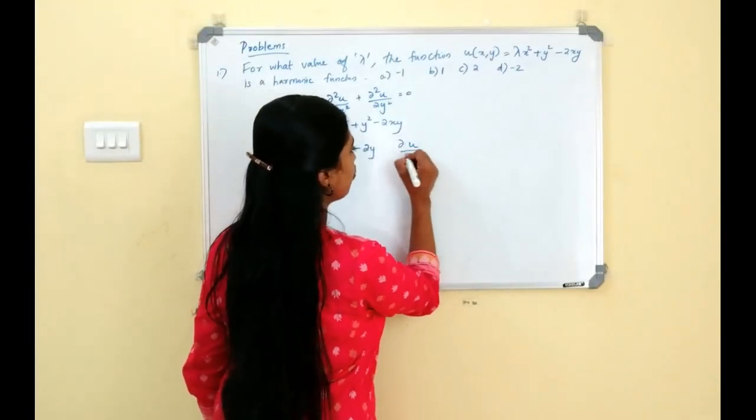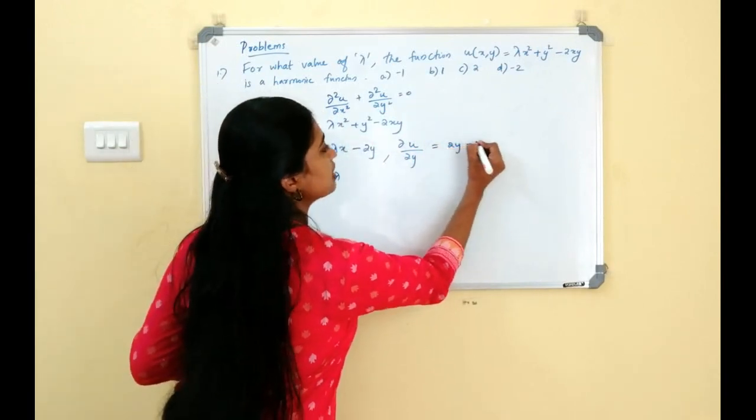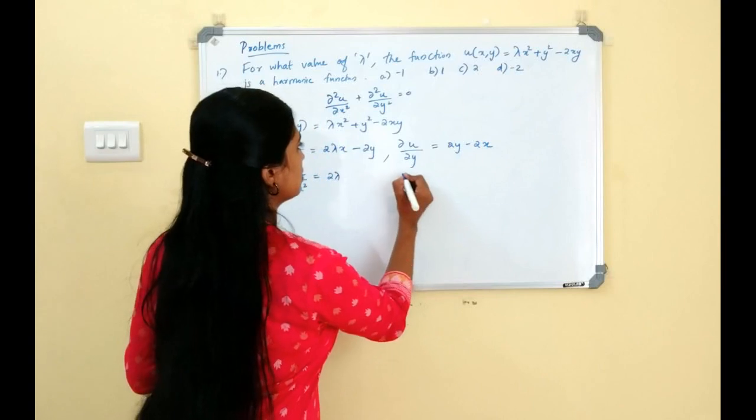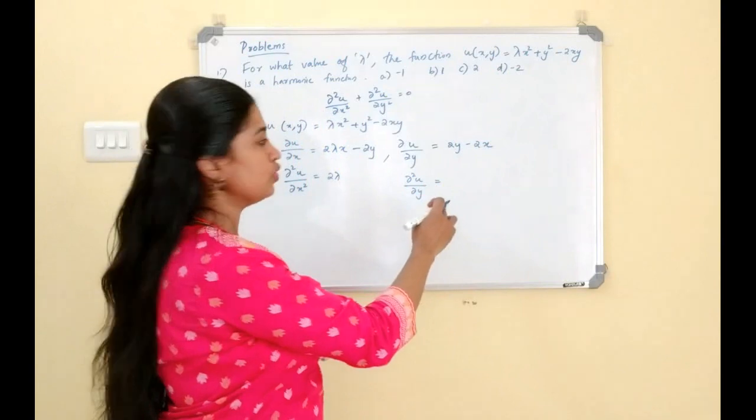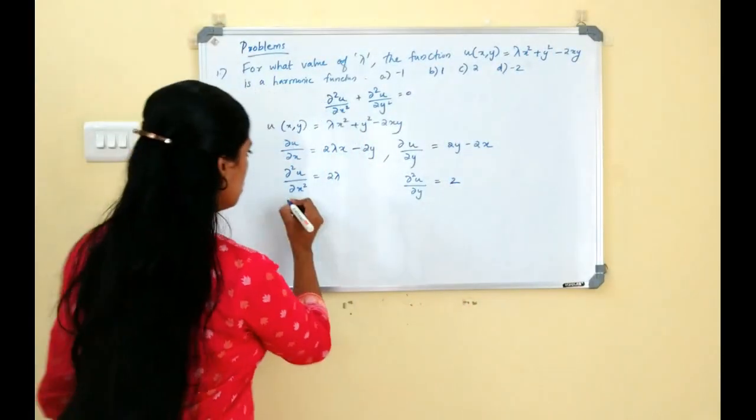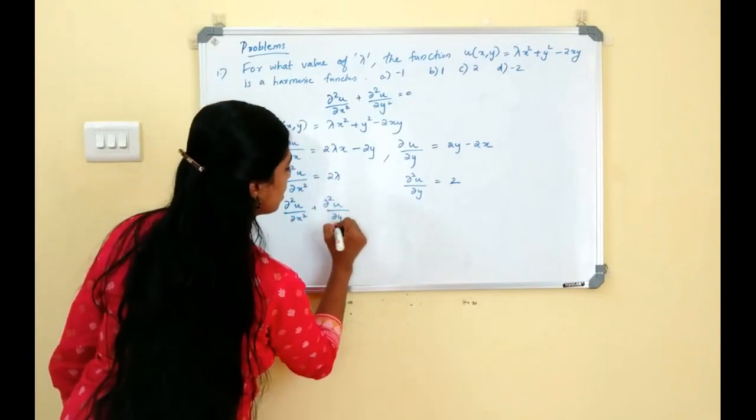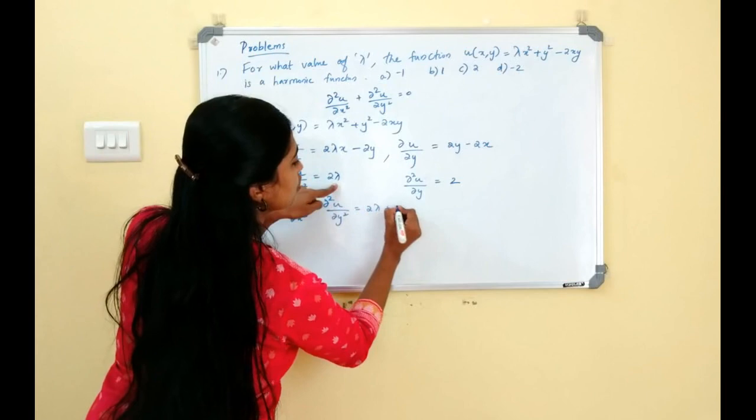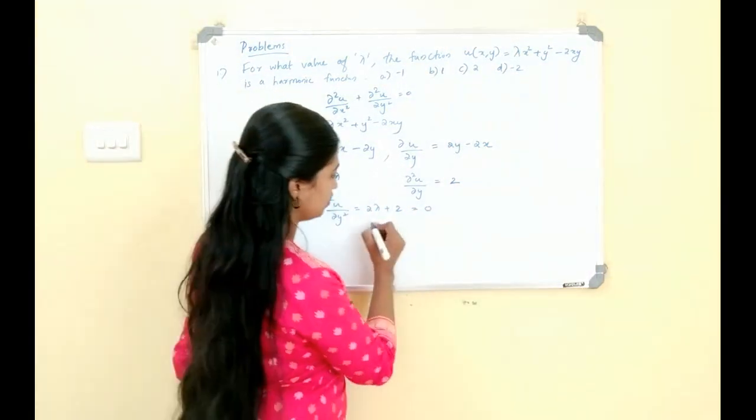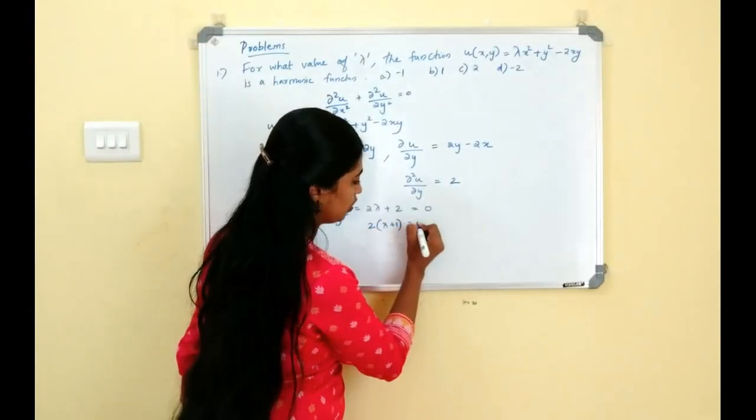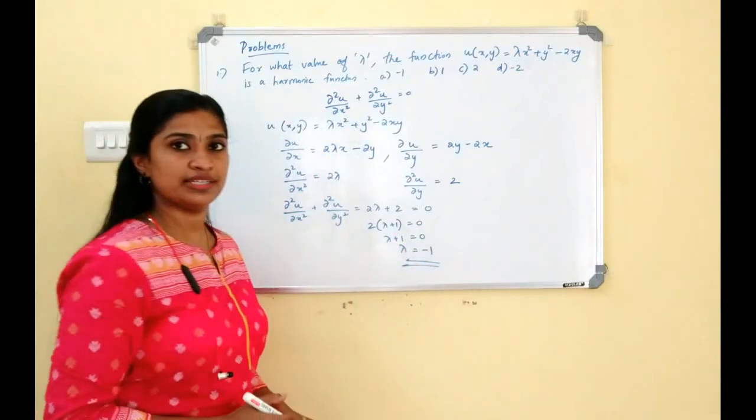Dou u by dou y, partially differentiating with respect to y, is equal to 2y minus 2x. Dou square u by dou y square, again partially differentiating with respect to y, is equal to 2. So dou square u by dou x square plus dou square u by dou y square is equal to 2 lambda plus 2, which is equal to 0 since it satisfies Laplace equation. 2 into lambda plus 1 is equal to 0, or lambda plus 1 is equal to 0, or lambda is equal to minus 1, which is the correct answer.